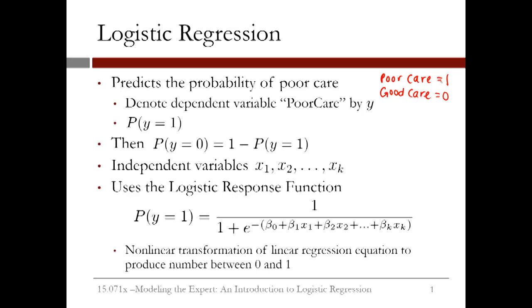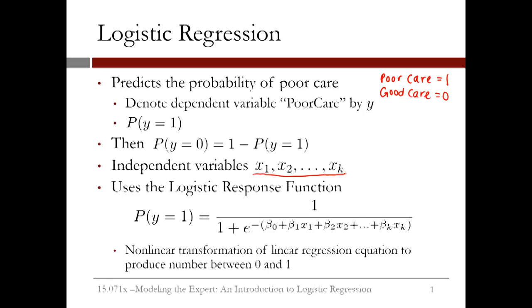So, since the outcome is either 0 or 1, this means that the probability that the outcome variable is 0 is just 1 minus the probability that the outcome variable is 1. So by predicting the probability that y equals 1, we also get the probability that y equals 0. Just like in linear regression, we have a set of independent variables x1 through xk, where k is the total number of independent variables we have.